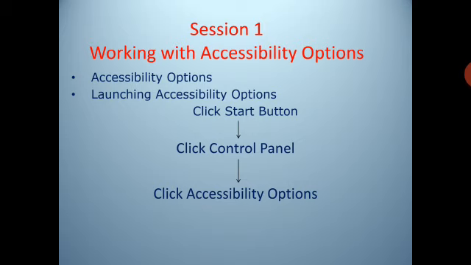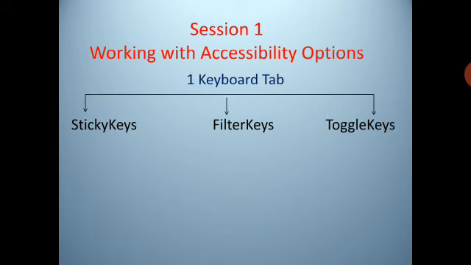There are 5 tabs in this window. The first tab is Keyboard tab. When you click on this tab, 3 checkboxes will be displayed. These are sticky keys, filter keys, toggle keys.